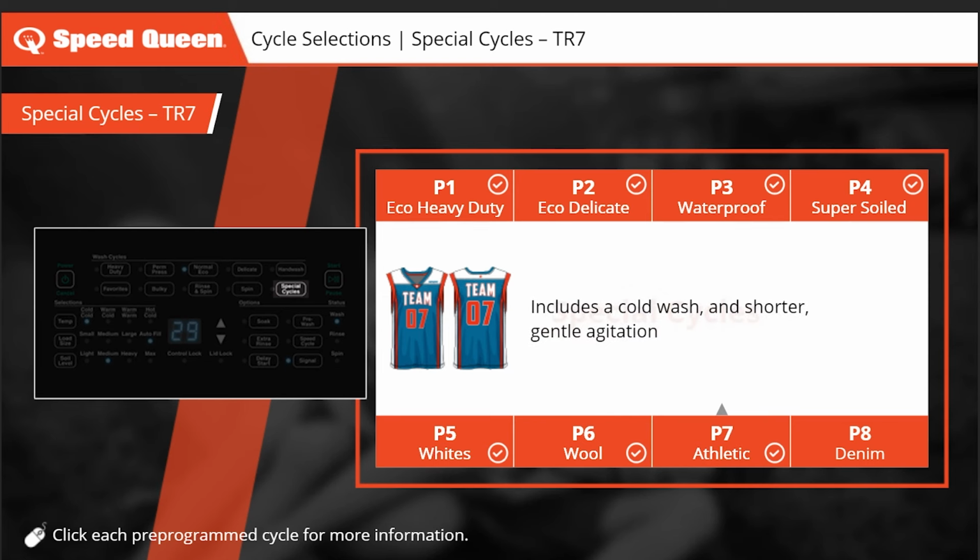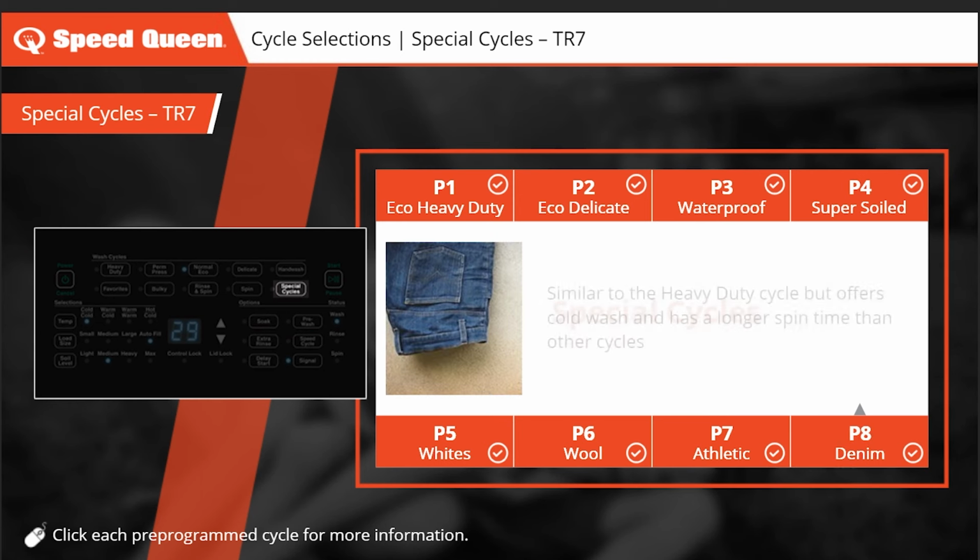The athletic cycle includes a cold wash and shorter, gentle agitation. Denim is similar to the heavy-duty cycle but offers a cold wash and has a longer spin time than other cycles.